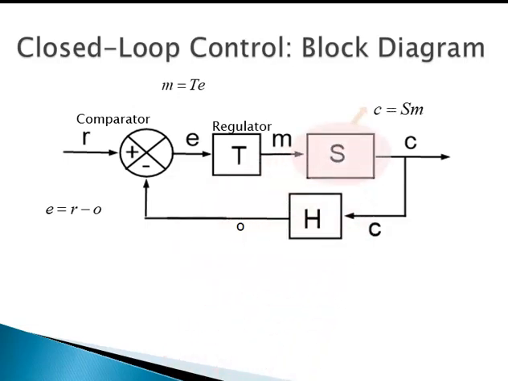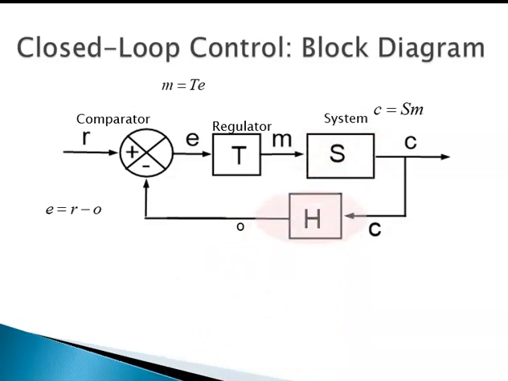Then the S block represents the system. For system, the equation is again output is equal to input multiplied by transfer function. C is equal to SM. This is what we call the system.